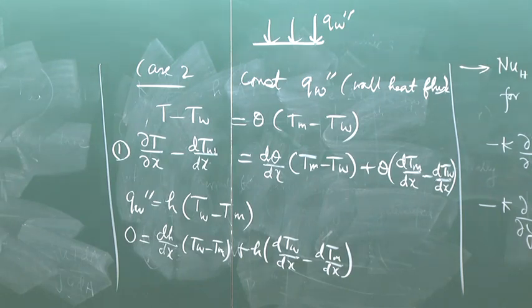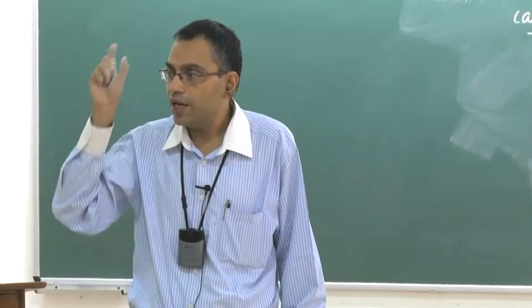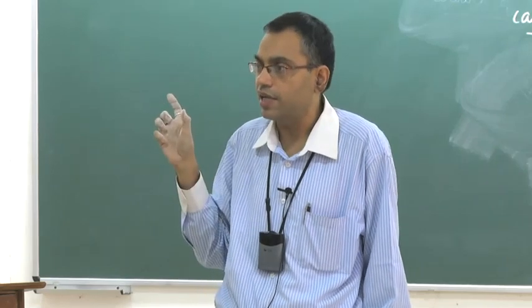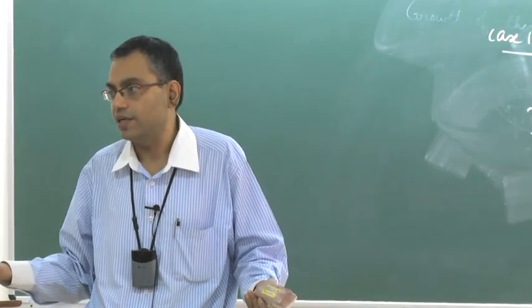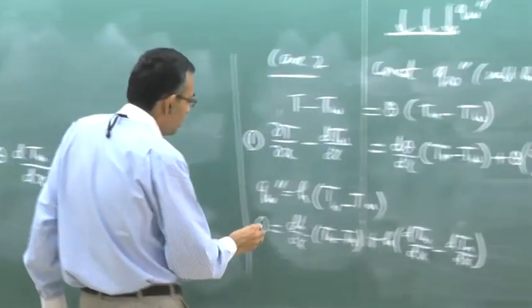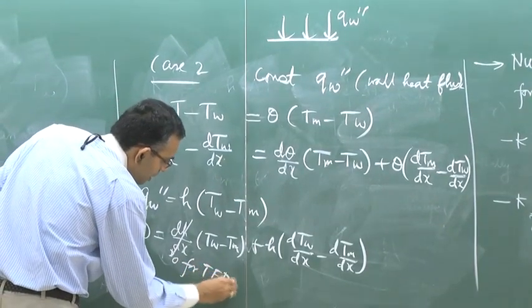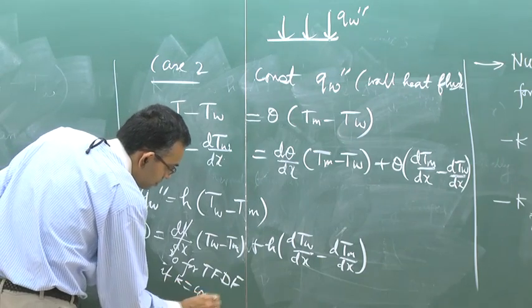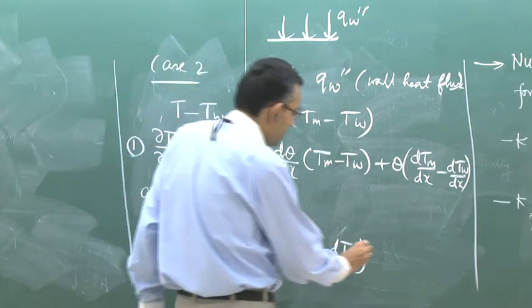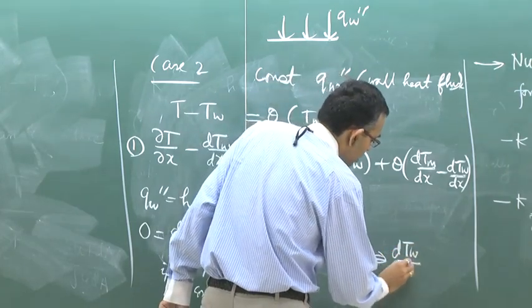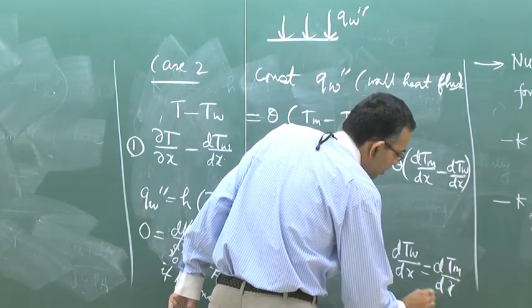Now, for thermally fully developed flow, one important thing, these are very subtle concepts. For thermally fully developed flow, can we tell h is a constant? We can tell h is a constant provided k is also a constant, because the very basic premise of the thermally fully developed flow is h by k is a constant. But often when h is a constant, we say the flow is thermally fully developed, and that is grossly valid provided k is a constant. So if we assume that k is a constant, then this is 0 for thermally fully developed flow. Right? So if this is 0, then you have dT wall/dx is equal to dTm/dx. This is equation number 2.